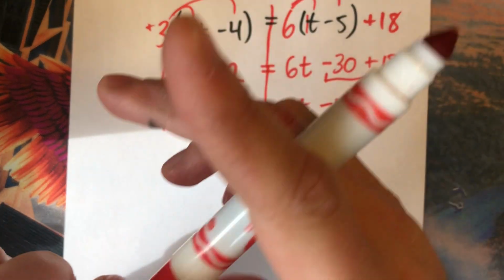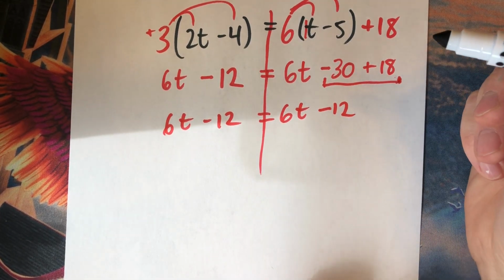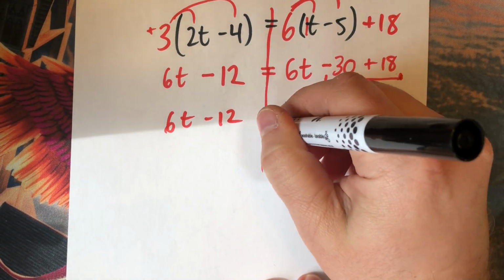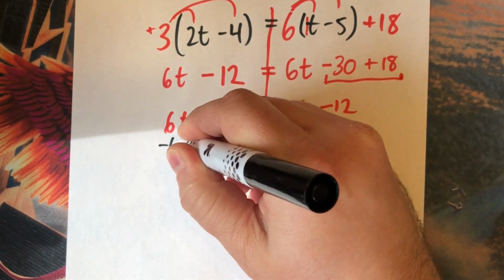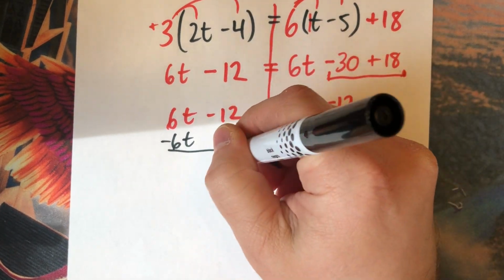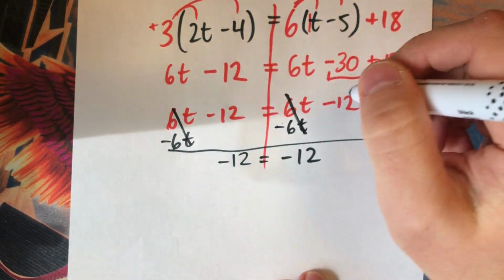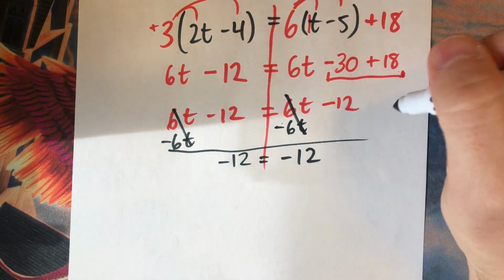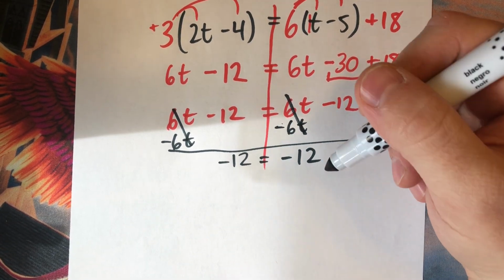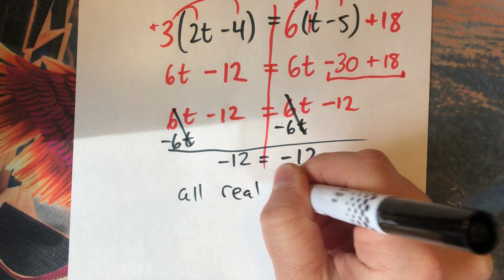If you don't see it yet, that's okay. So now let's just keep on solving. Here's the beauty of this, is you don't have to be able to recognize it to solve this. I see a 6t over here. I want to bring it over to the left-hand side. Minus 6t minus 6t. Over here, it's gone. And I've got a negative 12. Over here, I've got my negative 12 and it cancels. Negative 12 equals negative 12. Guess what? Is that true or is that false? It's true. That means this has an infinite number of solutions. We can say all real numbers.